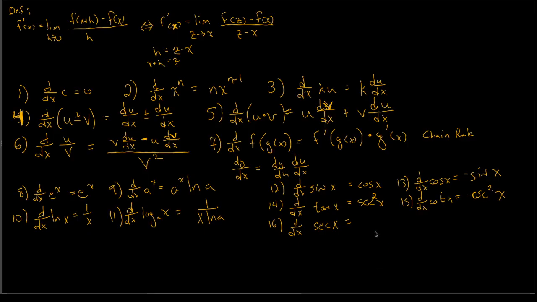They keep coming back. And this is secant x times tangent x. And then in my derivative of cosecant of x, again, the negative relationship between cofunctions. So negative cosecant x, cotangent x. So we get a negative sign in front. And we're going to add to this list today our inverse functions.